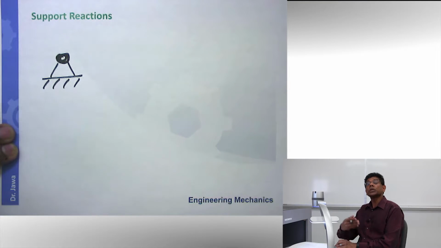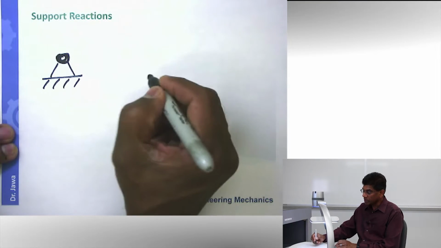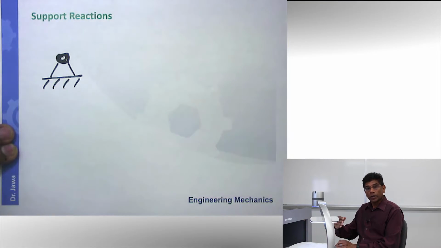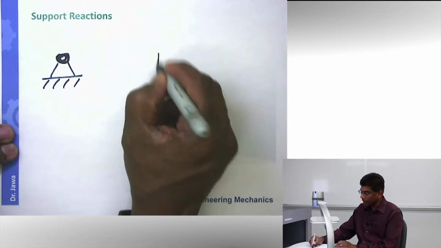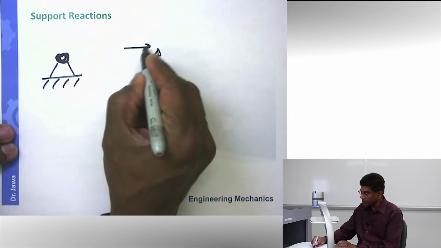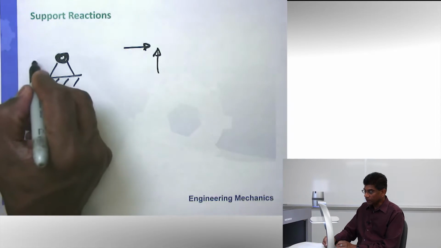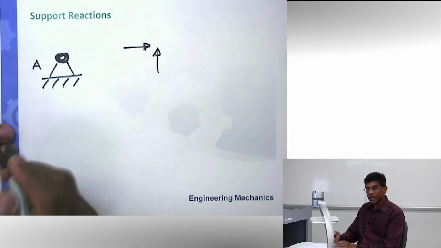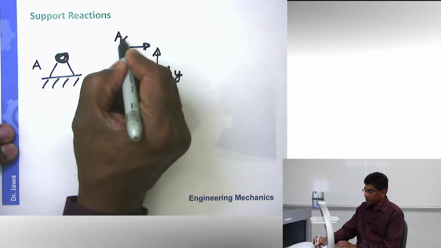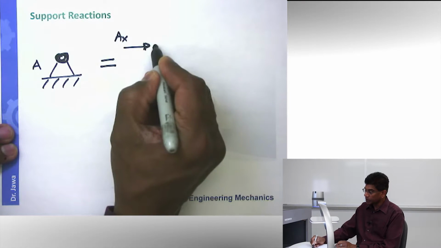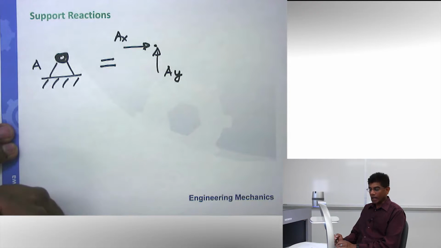That means there will be two support reactions, a reaction along X and a reaction along Y. I really do not know the direction, but in general, I'm going to assume the direction is positive when I do not know. So this pin joint can be replaced by two support reactions like this. For example, if I call this point A, I say this is A sub Y and this is A sub X. So the pin joint will be represented by two support reactions.